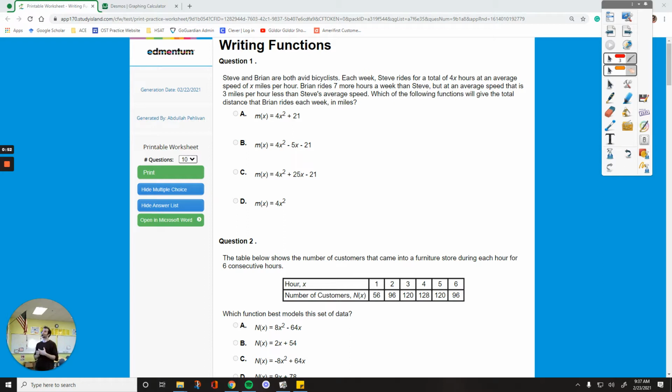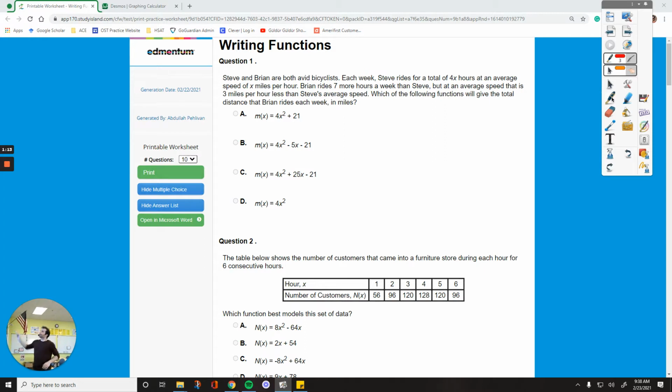This assignment is on Study Island, Algebra 1, writing functions. Okay, so I'll try to solve 10 questions over here, except for one of them. The others are kind of like the difficulty level is average. So let's get started with the first one.